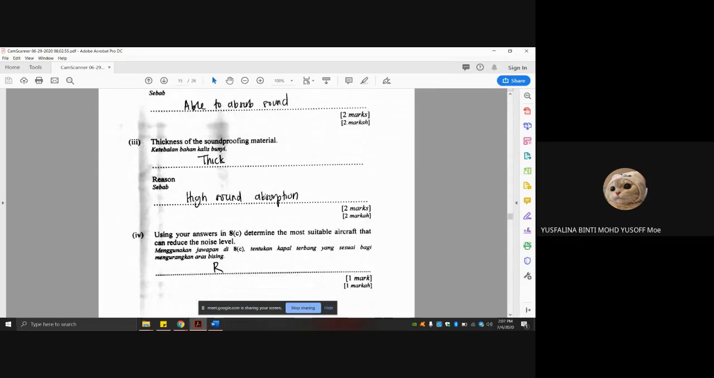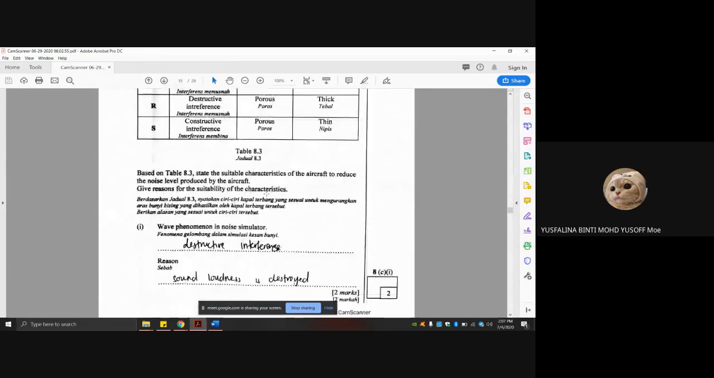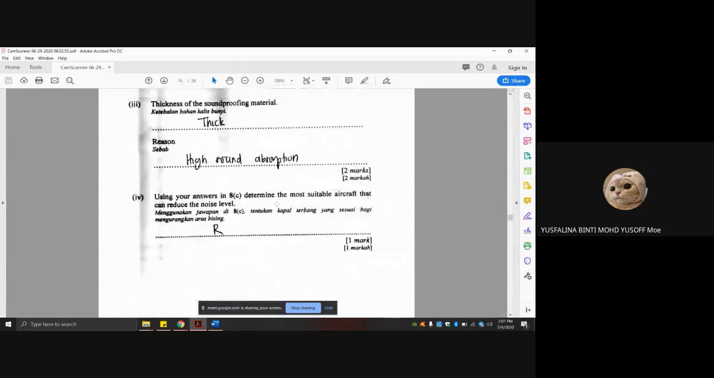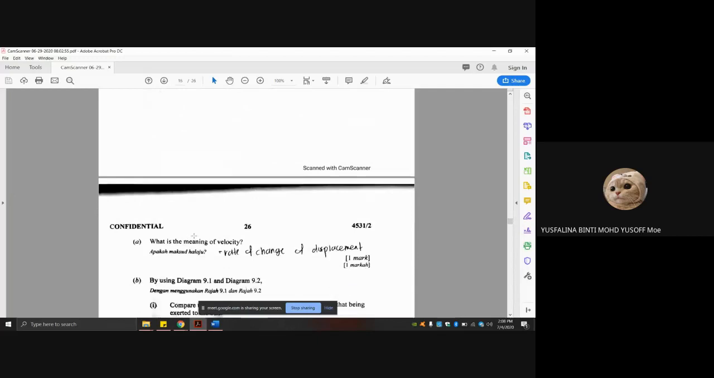Using your answer in 8C, determine the most suitable aircraft that can reduce the noise level. Since you use destructive, porous, and also thick, I choose R. For this one you don't need to put the reason like your essay question. You just choose R, no need to state the reason. That one is only for the essay, because when I mark your paper, some of you give the reason here, which means copying back all the characteristics. No need. That one is only for the essay part.